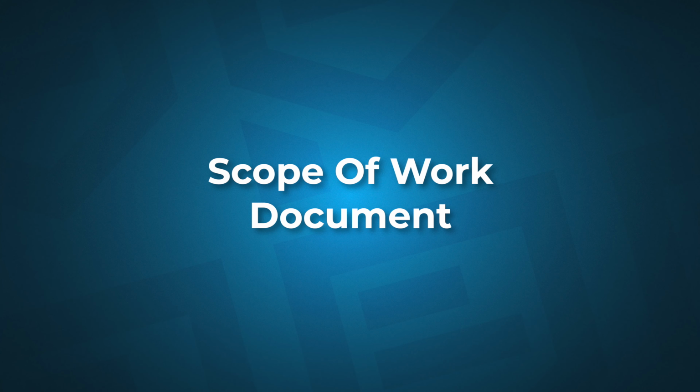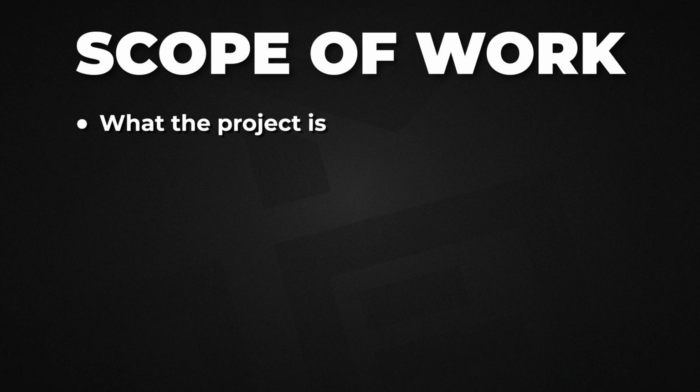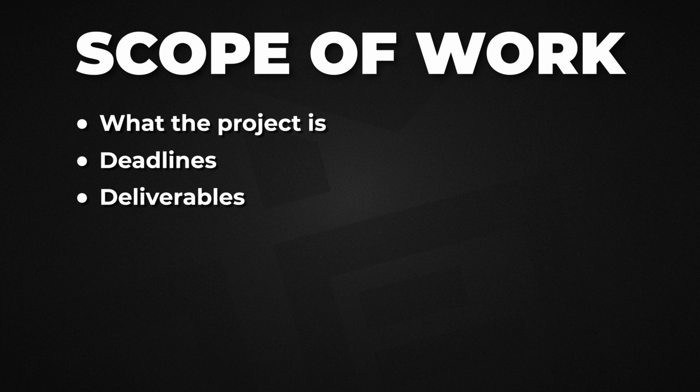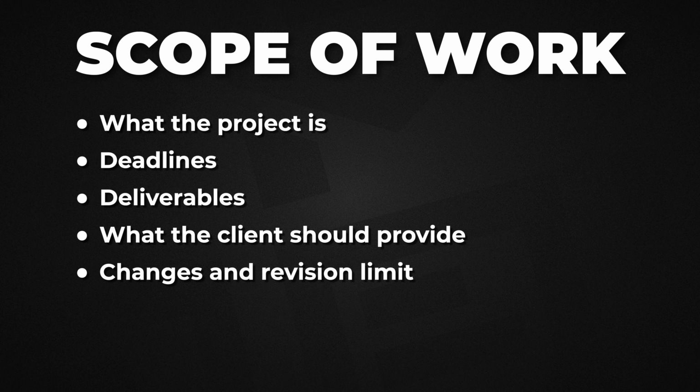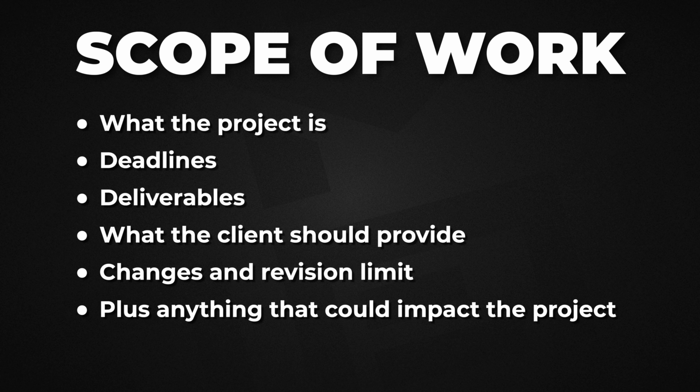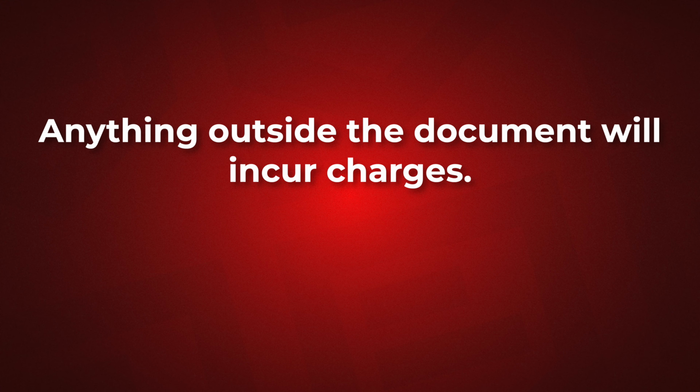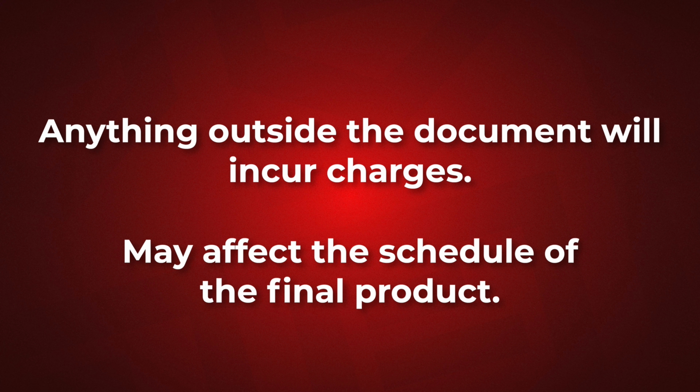Well, there's a simple solution, and it's having a scope of work document that you can refer to if and when the project changes. This document is essentially your rules or guidebook for the project, and it outlines things like what the project actually is, the deadlines, the deliverables the client is expecting, what the client should provide, how many changes and revisions they are allowed, and anything else you might discuss that could impact the project being completed on time. But most importantly, it highlights the fact that anything outside of what's in that document will incur charges and may affect the schedule of the final product.